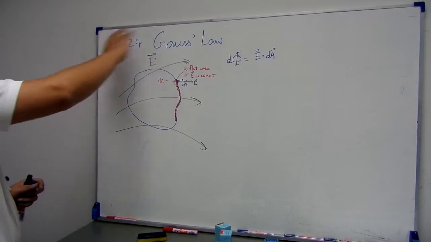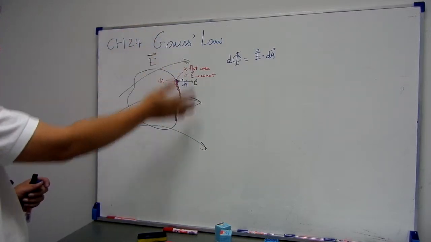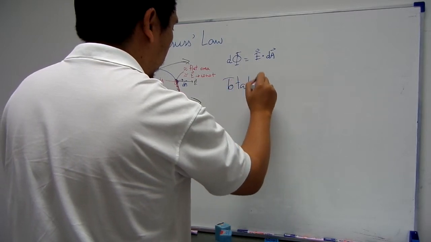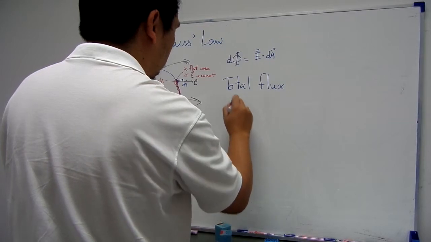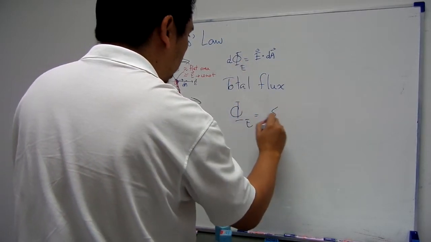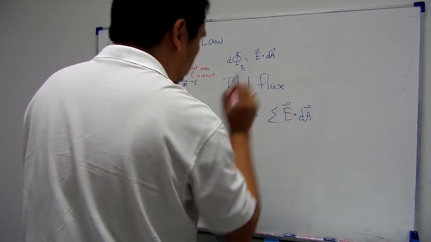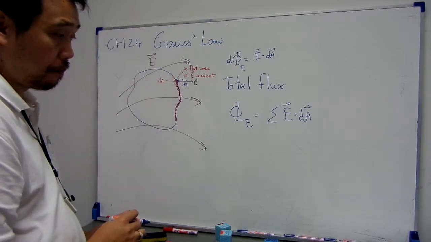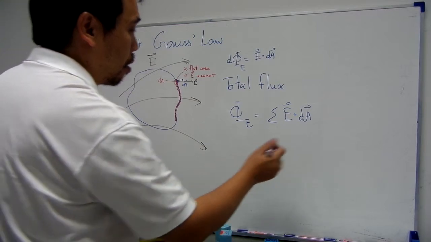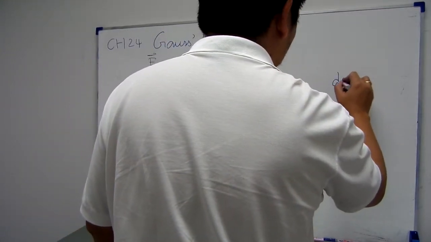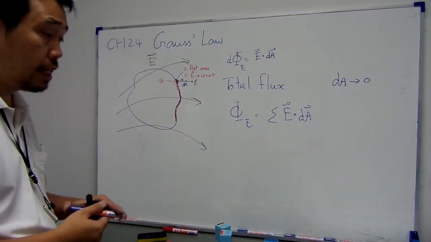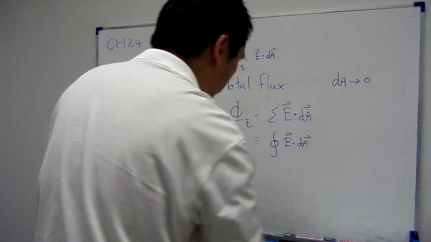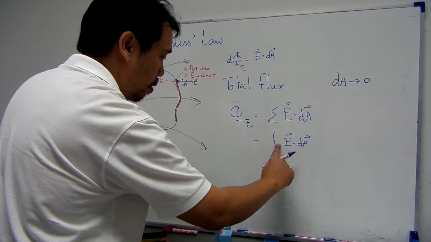Now, if we want to calculate the flux that passes through the total area, we will define the total flux Φ_E as equal to the summation of E dot dA. Okay, this is the definition of the total flux on this area. But when we do the summation like this, when dA goes to 0, we can use the technique of integration to write down this equation as the integral of E dot dA. Okay, maybe I omit this first.